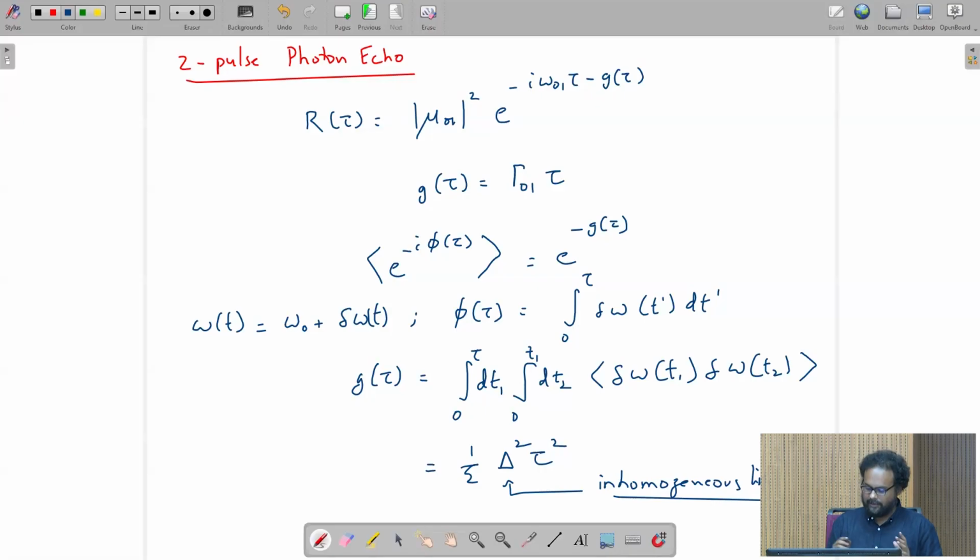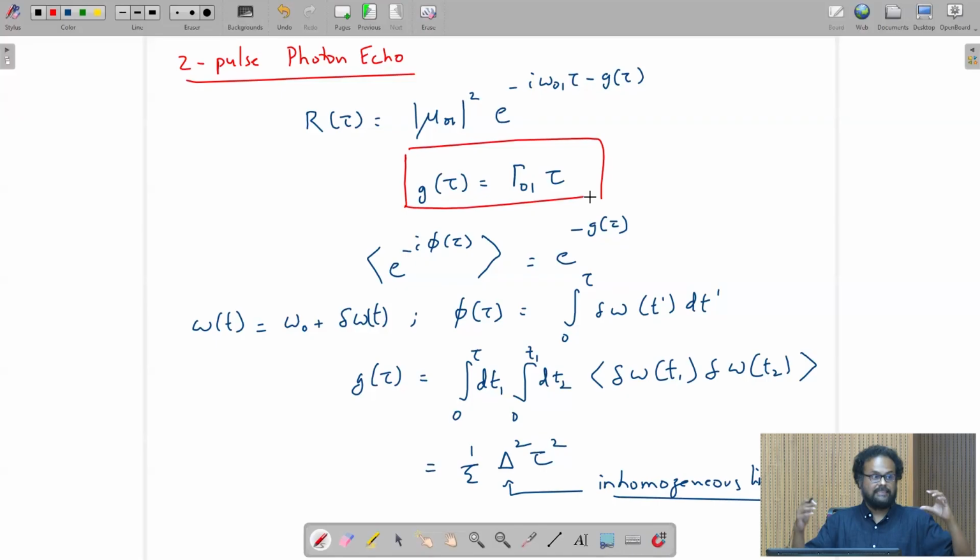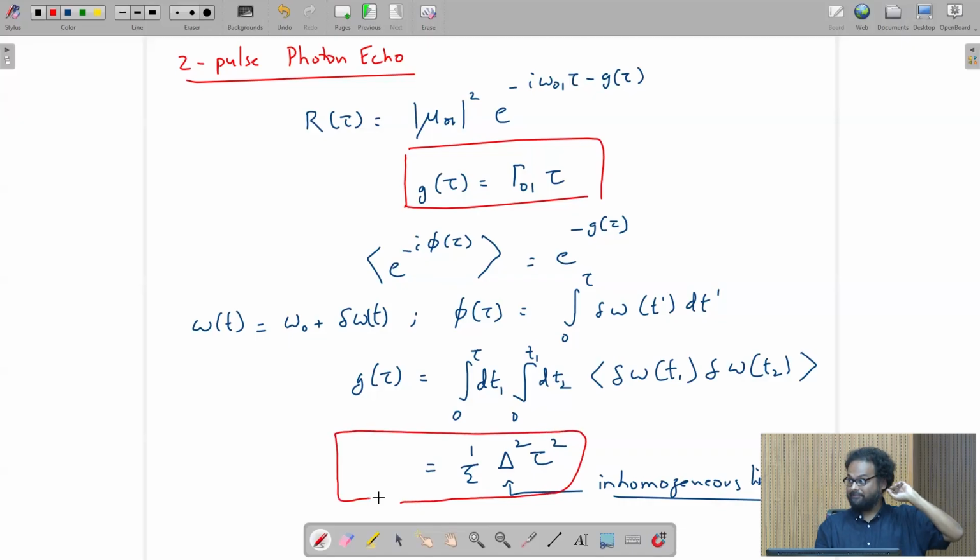So your G of tau has two contributions. One from your homogeneous line width, the dephasing process. That is basically what is destroying your coherence. And second, from fluctuations in the transition frequency. Two different things, right? Both of them contribute to the overall damping of your response. And these are referred to as the homogeneous and inhomogeneous contributions.